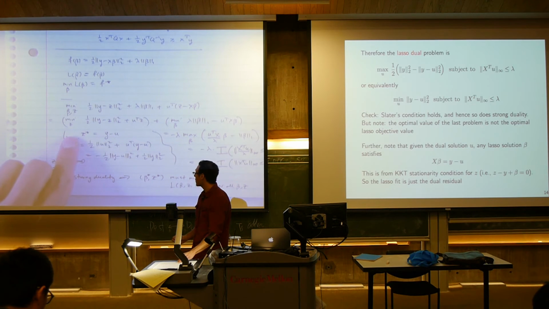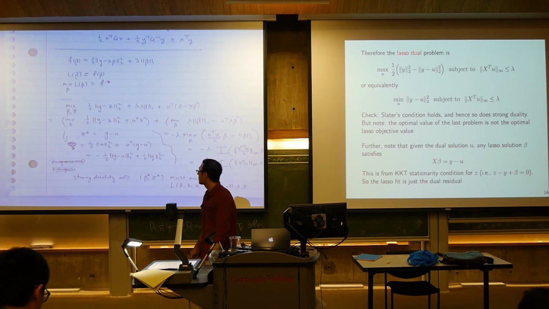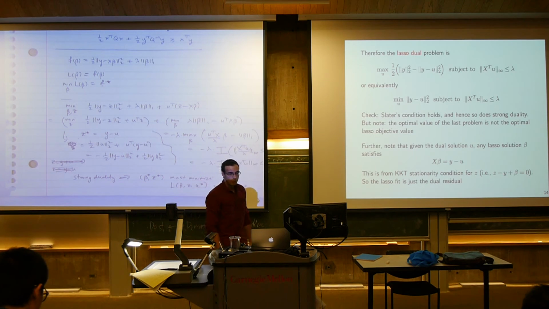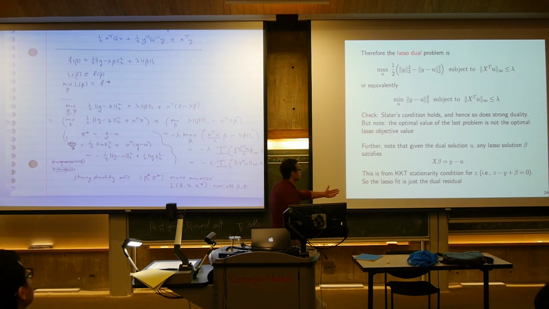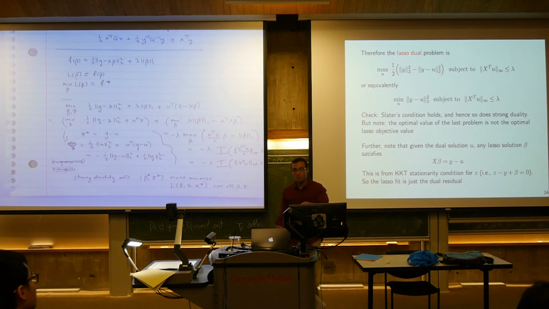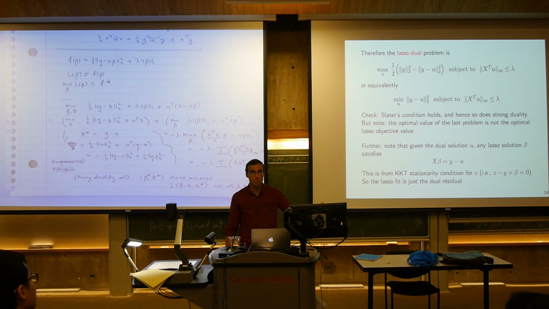Given u, the best value of z, the value of z that makes this as small as possible, is just y minus u. Okay, but at optimality, this is just x beta star, right? Because that was kind of our trivial constraint that we introduced. So that's the relationship between the primal and dual solutions. So once you know the dual solution, you just take y minus u, and it gives you the predictions, lasso predictions. Okay.